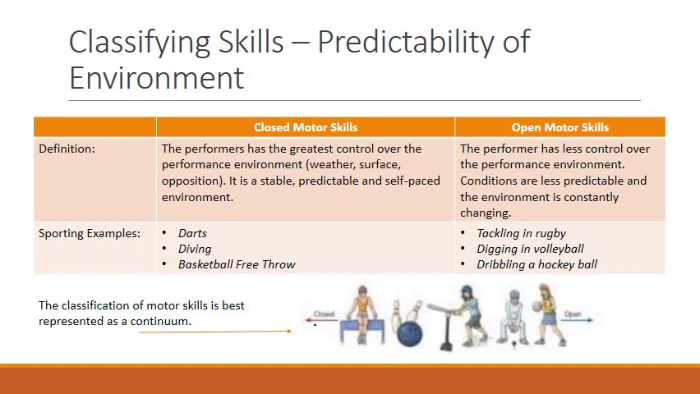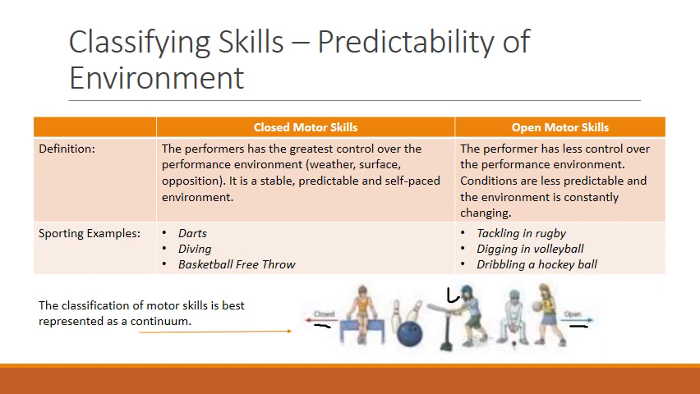You have closed skills at one end, open skills at the other, and every skill you look at is going to fall somewhere along that continuum. And essentially we're saying this skill in the middle, it's sort of half open and half closed to a degree. So a closed motor skill is a skill where, when a performer executes the skill, that performer is in a really stable environment, a predictable environment, and they're in control of the pace in which the skill is being executed. So we say they've got the greatest level of control over the environment they're performing in.